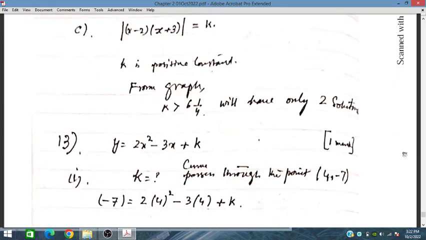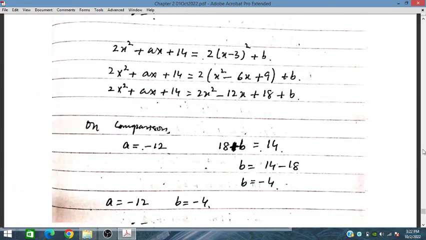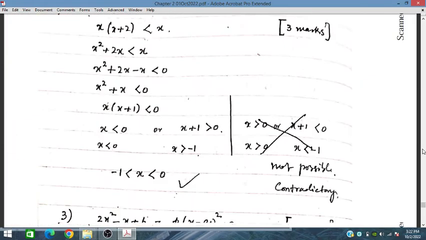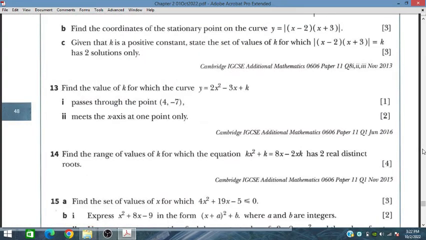So question number 13. Find the value of k for which the curve passes through the point. So the curve has to pass through this point. So we put the value here, and it passes through the point, so it will satisfy this equation. We'll put the value here, which will satisfy the conditions.